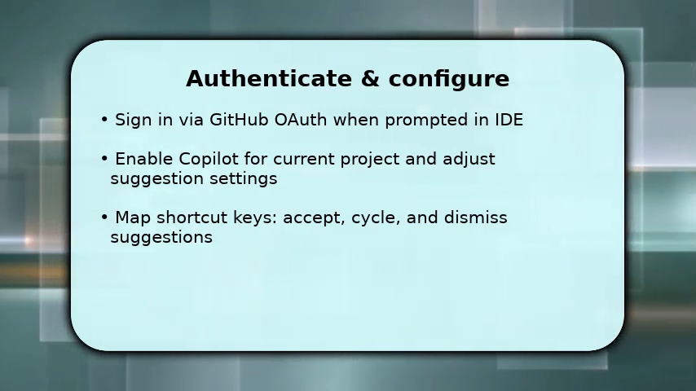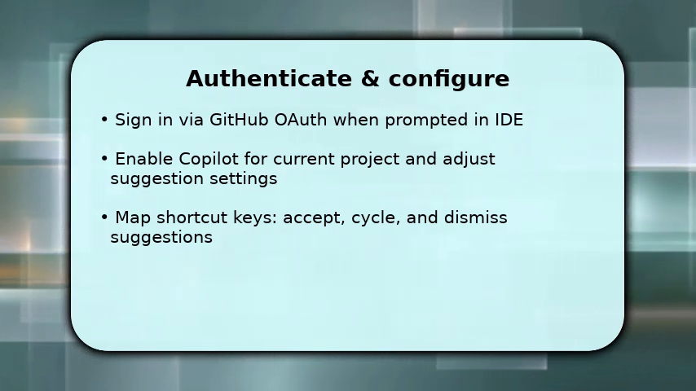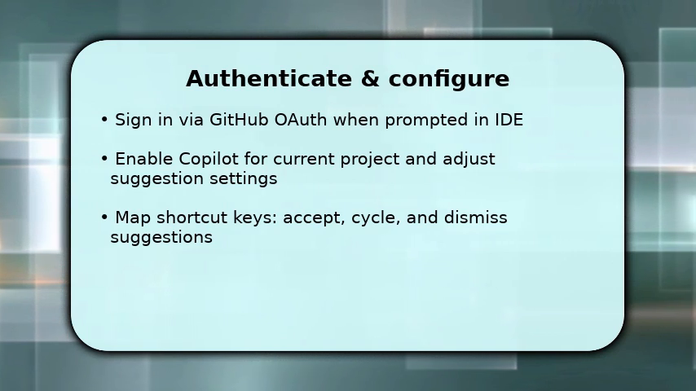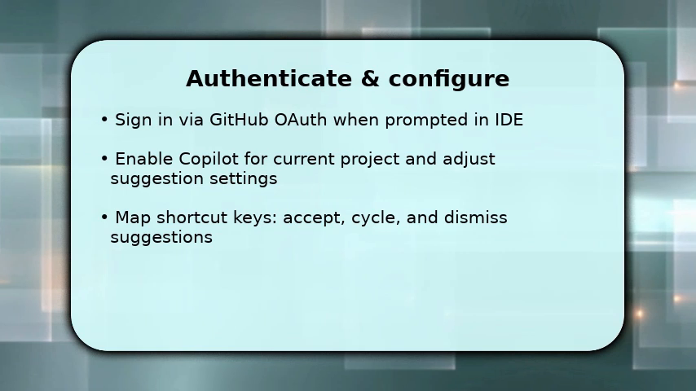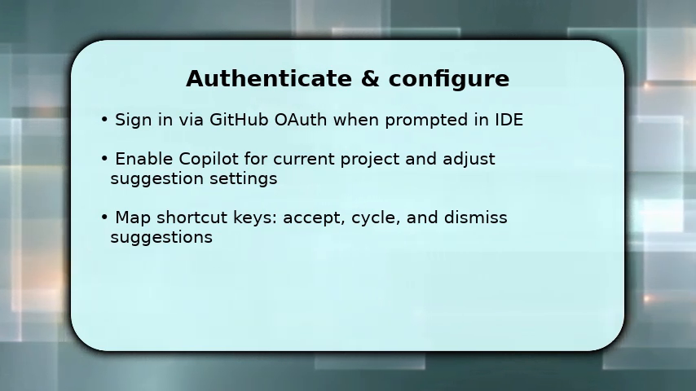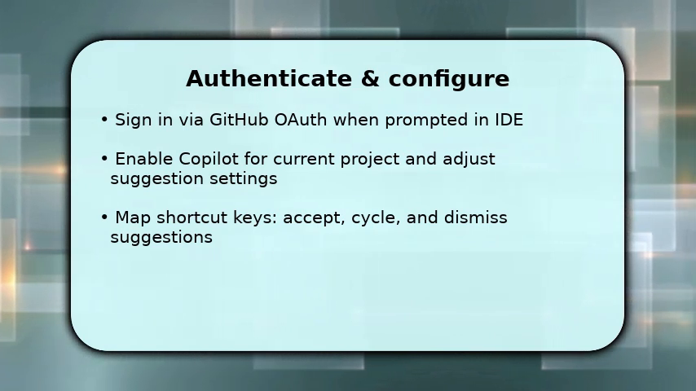After authentication, open Settings > Tools > GitHub Copilot and enable it for the current project. Adjust suggestion frequency and telemetry choices to fit your workflow. You should also set or verify keyboard shortcuts for accepting and cycling suggestions so you can work fluidly.